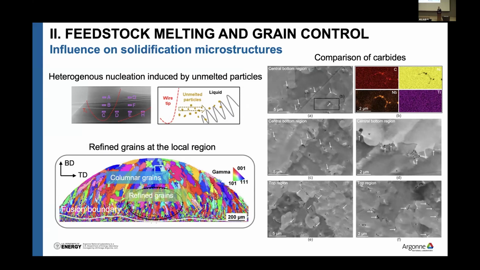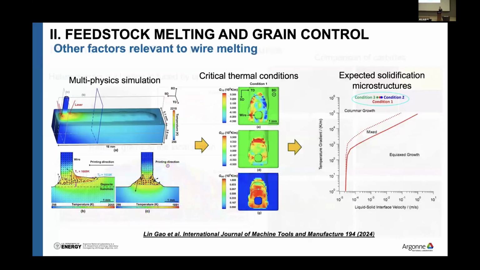type of microstructural heterogeneity. So in addition to this, we conducted the multi-phase simulation to analyze the other factors that could contribute to this microstructural heterogeneity, and especially the thermal conditions. And in the analysis, we confirmed that these thermal conditions are not responsible for the grain refinement we observed before. So that means that the refractory particles are the major reason for that microstructure.